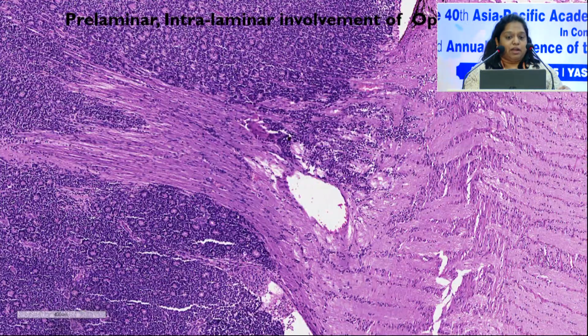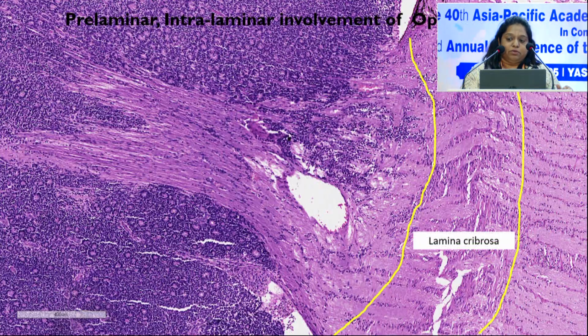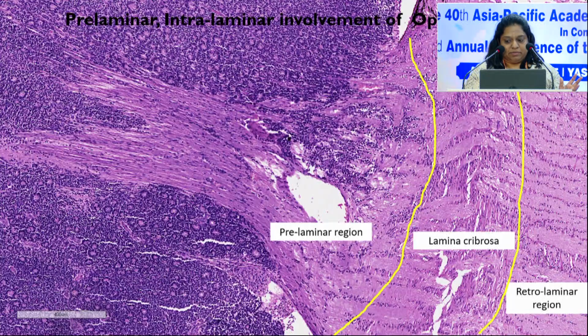Now, how do we look at the prelaminar, intralaminar, and the retrolaminar involvement of the optic nerve? Now, in the optic nerve, you have a few fibers which are perpendicularly aligned to the axis of the optic nerve. That particular area is the lamina cribrosa. Fibers which are ahead of that are the prelaminar region, and behind it is the retrolaminar region.